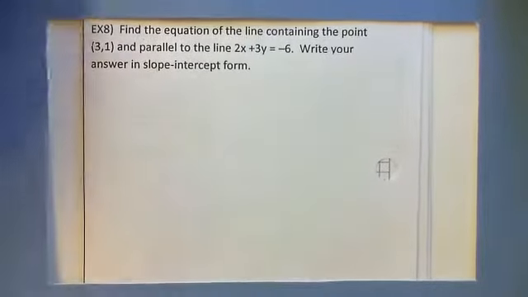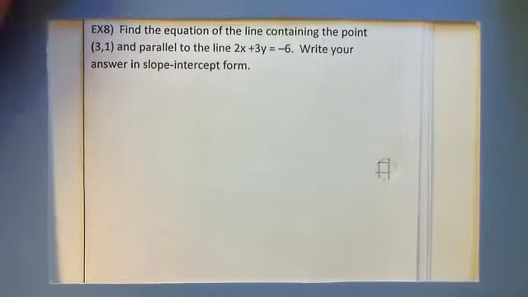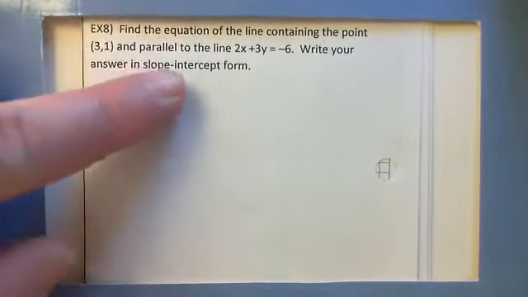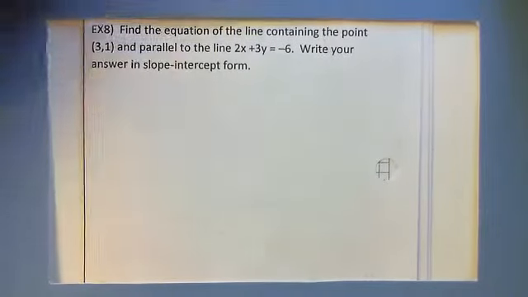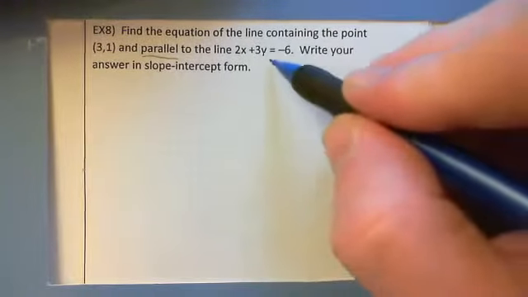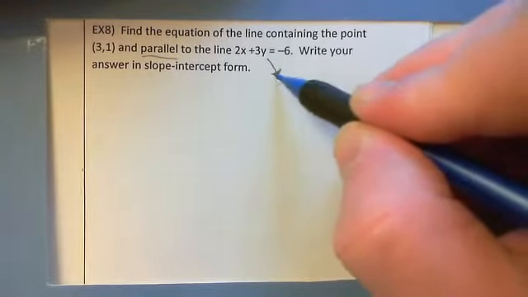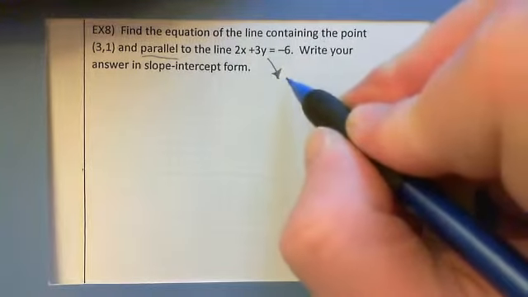Okay, next problem is example number 8, and we're asked to find the equation of the line containing the point 3, 1, and that is parallel to the line 2x plus 3y equals negative 6. Write your answer in slope-intercept form. Alright, very good. First thing I notice is that it asks for a parallel line. So I immediately think parallel lines have the same slope. So let's first find the slope of this line.